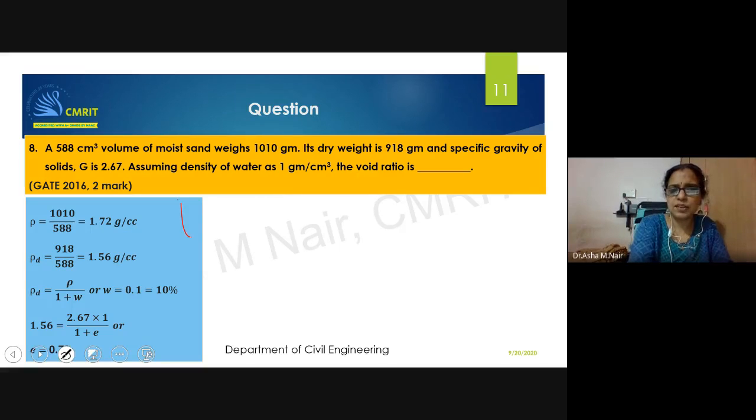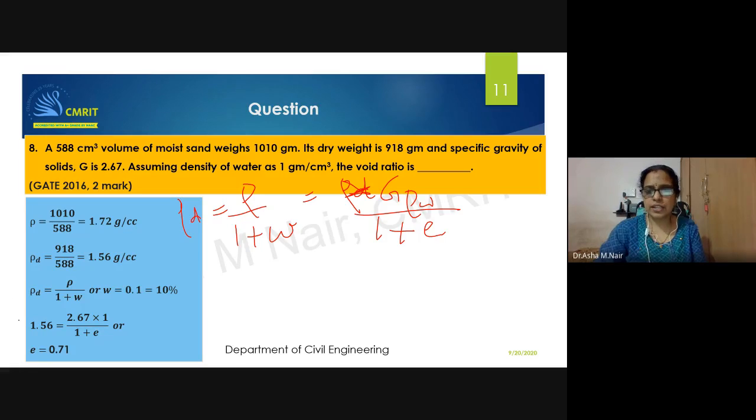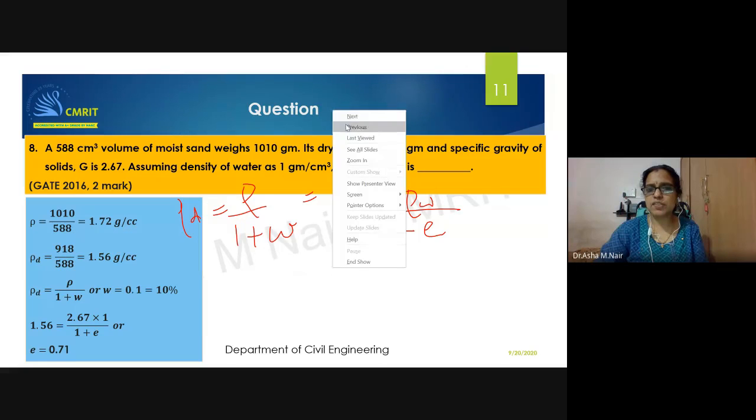what are the expressions that we have done? Rho d is equal to rho divided by 1 plus w, or it is equal to G rho w divided by 1 plus e. So by using these two expressions, you get the value for e as 0.71. So what is your answer? The answer is going to be 0.71.